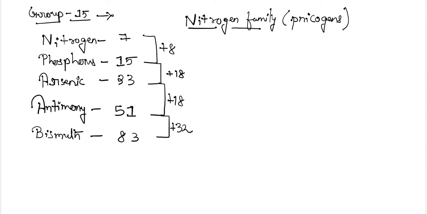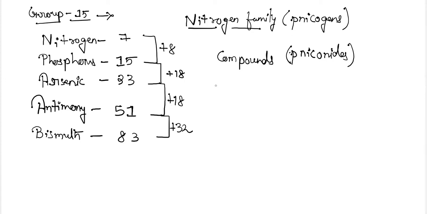Okay, they are termed as pnicogens, and the compounds which are formed by pnicogens are termed as pnicosides. Sorry, pnictides, not pnicosides. P-N-I-C-T-I-D-E-S. Pnictides. This word pnicogens is taken from a Greek word.